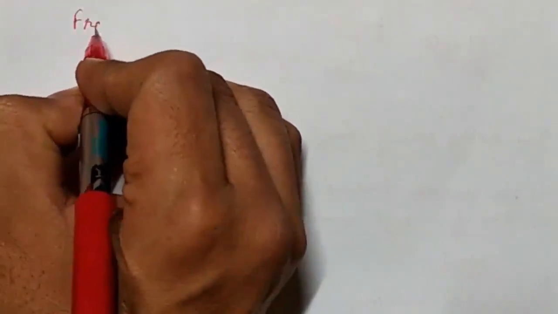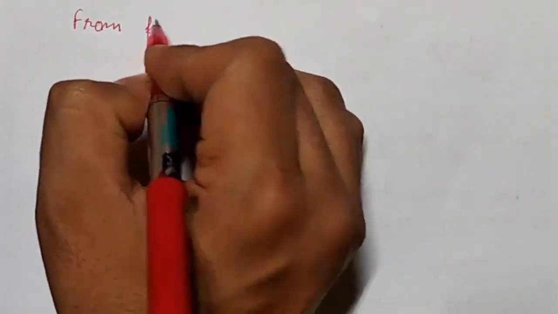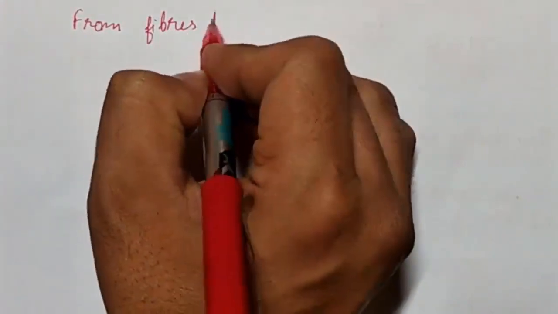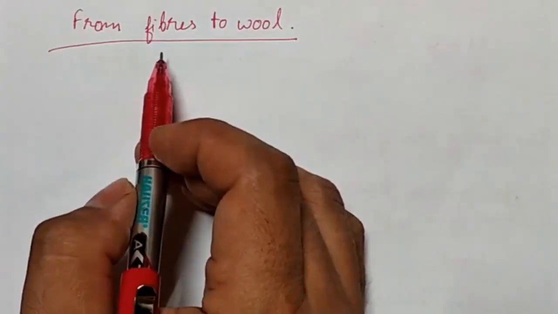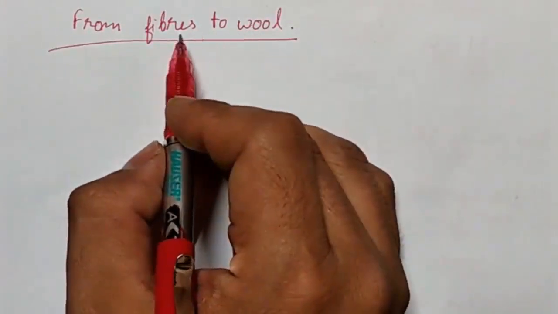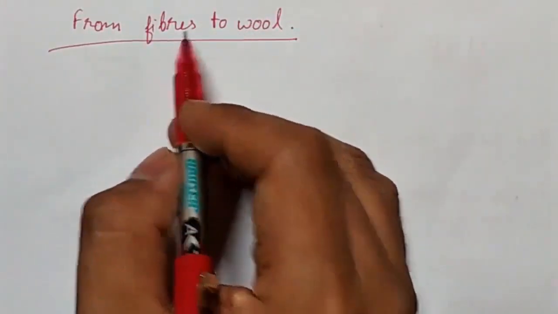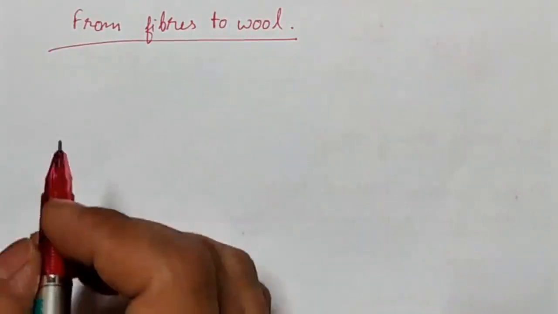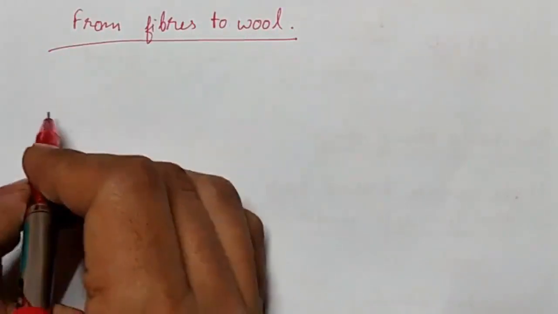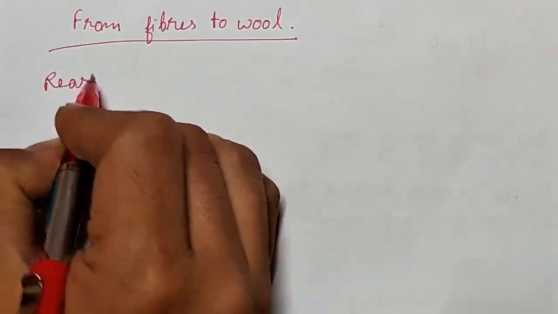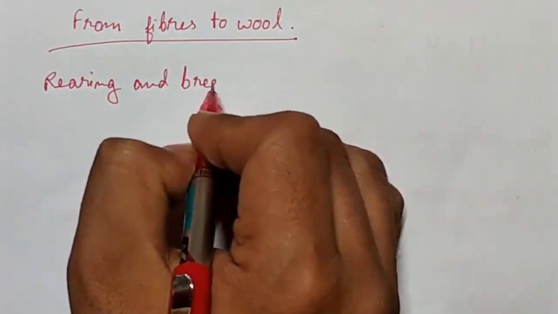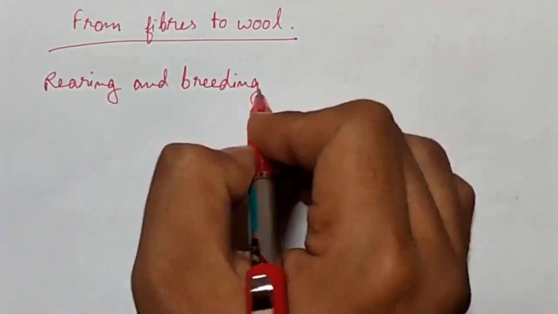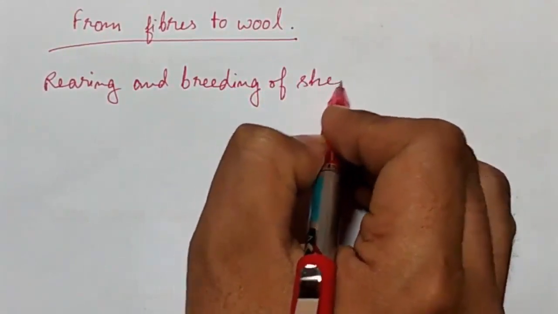Let's see the next topic, from fibers to wool. In order to make wool from fibers, the first step is the rearing and breeding of sheep.